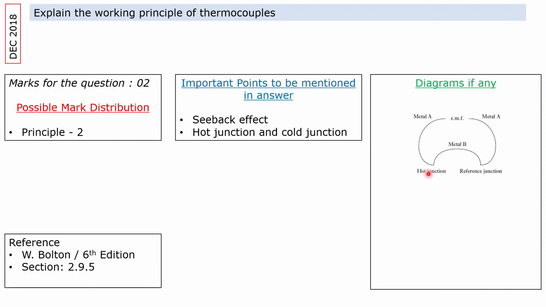It is shown here. You have two different metals, A and B, which are connected and dipped in two junctions. One is the hot junction, the other is the cold junction. Due to this temperature difference, an EMF is produced. With respect to this EMF, you can understand the temperature of the particular hot junction, and you have one reference junction which is taken as the cold junction.